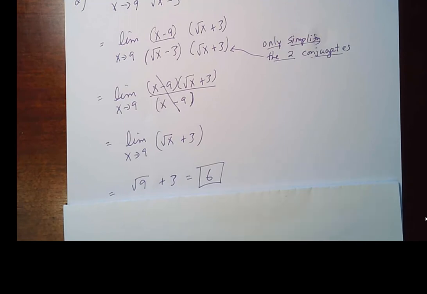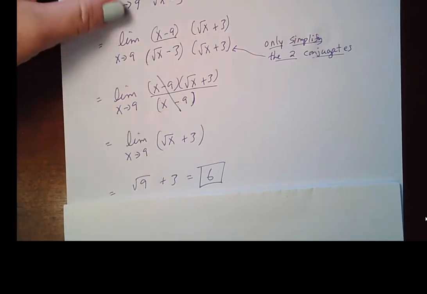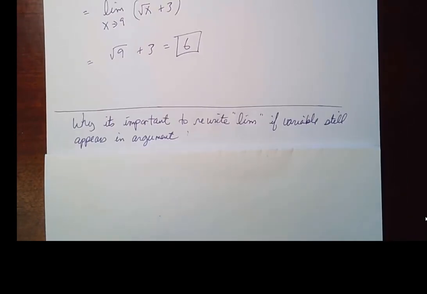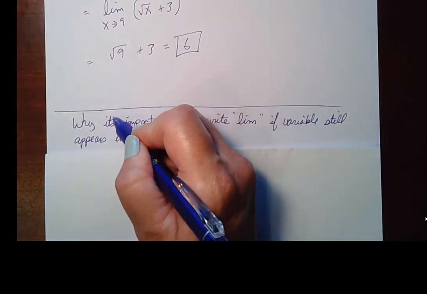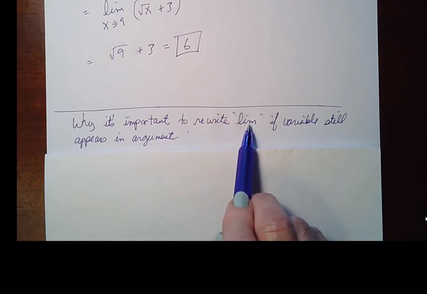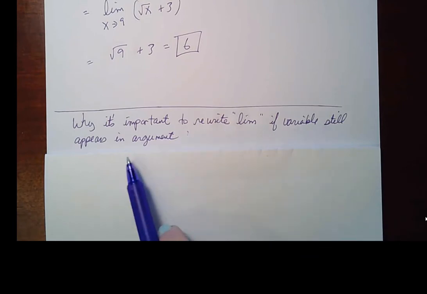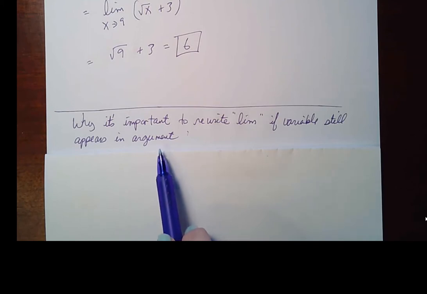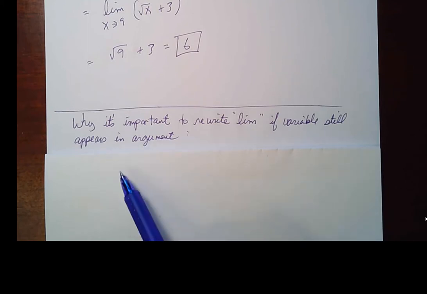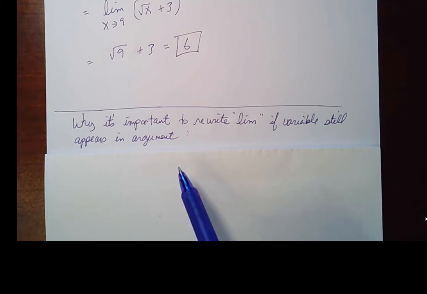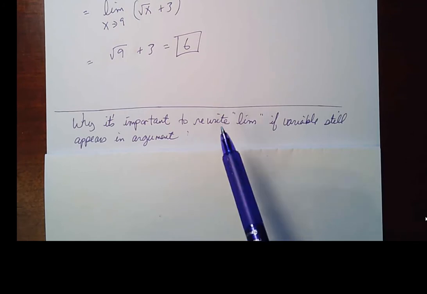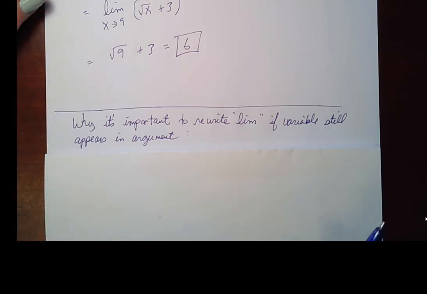Now, let me explain something in a little bit more detail. I made a little note here: why it's important to rewrite lim if the variable still appears in the argument. So what I decided to do is to make a little note on this and to give you an example that correlates to something you're very familiar with. I think the correlation will hopefully drive it home.